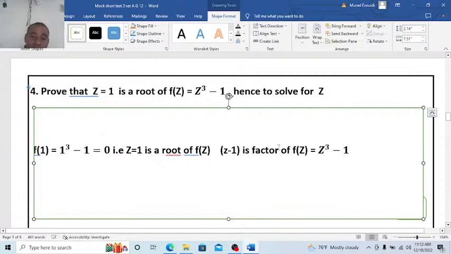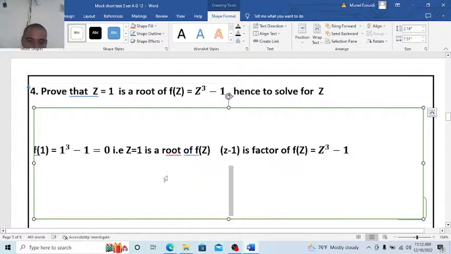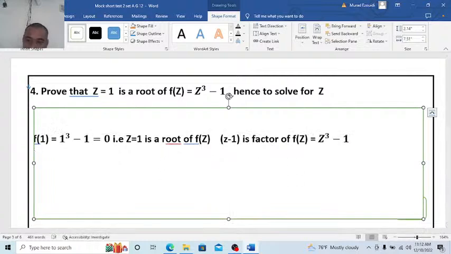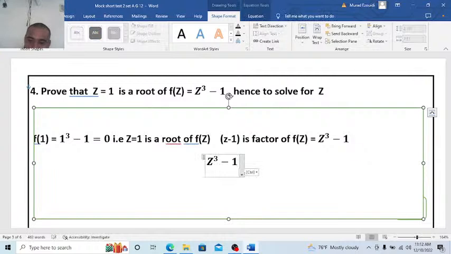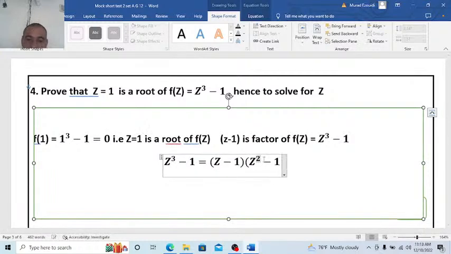Therefore z cubed minus 1 is in fact equal to the first root, z minus 1, in parentheses, multiplied by z squared plus z plus 1.